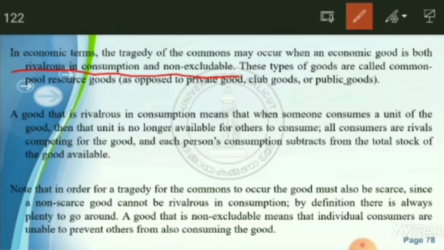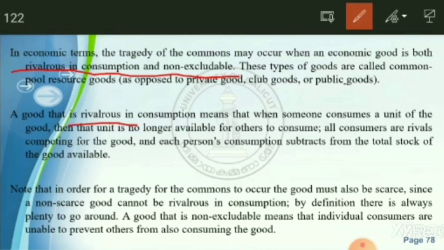A good that is rivalrous in consumption means that when someone consumes a unit of the good, that unit is no longer available for others to consume. That is, a common pool good is rivalrous, and a public good is non-rival. All consumers are competing for the good, and each person's consumption subtracts from the total stock of the good available. Note that in order for a tragedy of the commons to occur, the good must also be scarce, since a non-scarce good cannot be rivalrous in consumption; by definition, there is always plenty to go around.